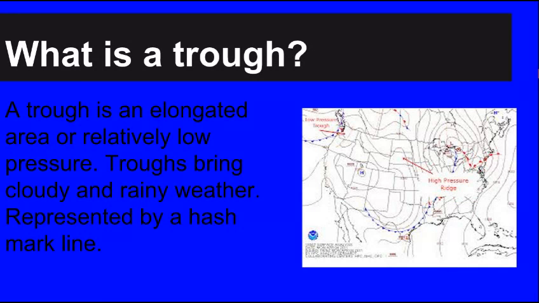Now, what is a trough? A trough is an elongated area of relatively low pressure. Troughs bring cloudy and rainy weather, and they are represented by a hash mark line. As you can see right there, it's kind of hard to see though.